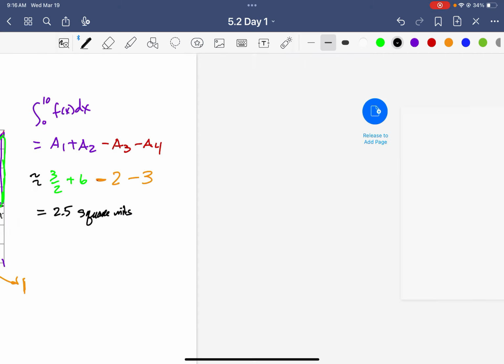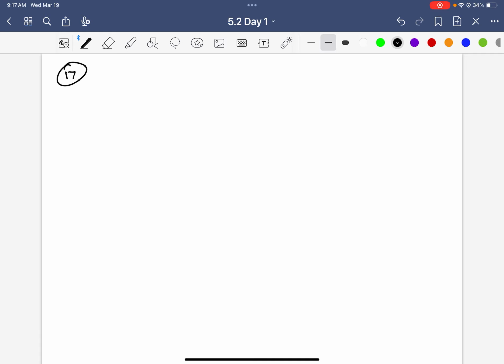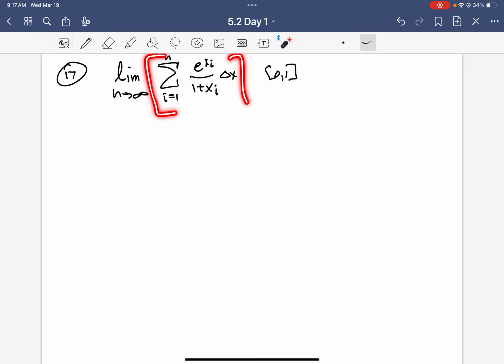So there's 5A. Now when we look at 17, what it wanted is if you are given the limit as n goes to infinity of the sum of i equals 1 to n of e to the x sub i over 1 plus x sub i, delta x on 0 to 1. So we are summing up rectangles and then letting the number of rectangles go to infinity. So we know that that is going to be an integral.